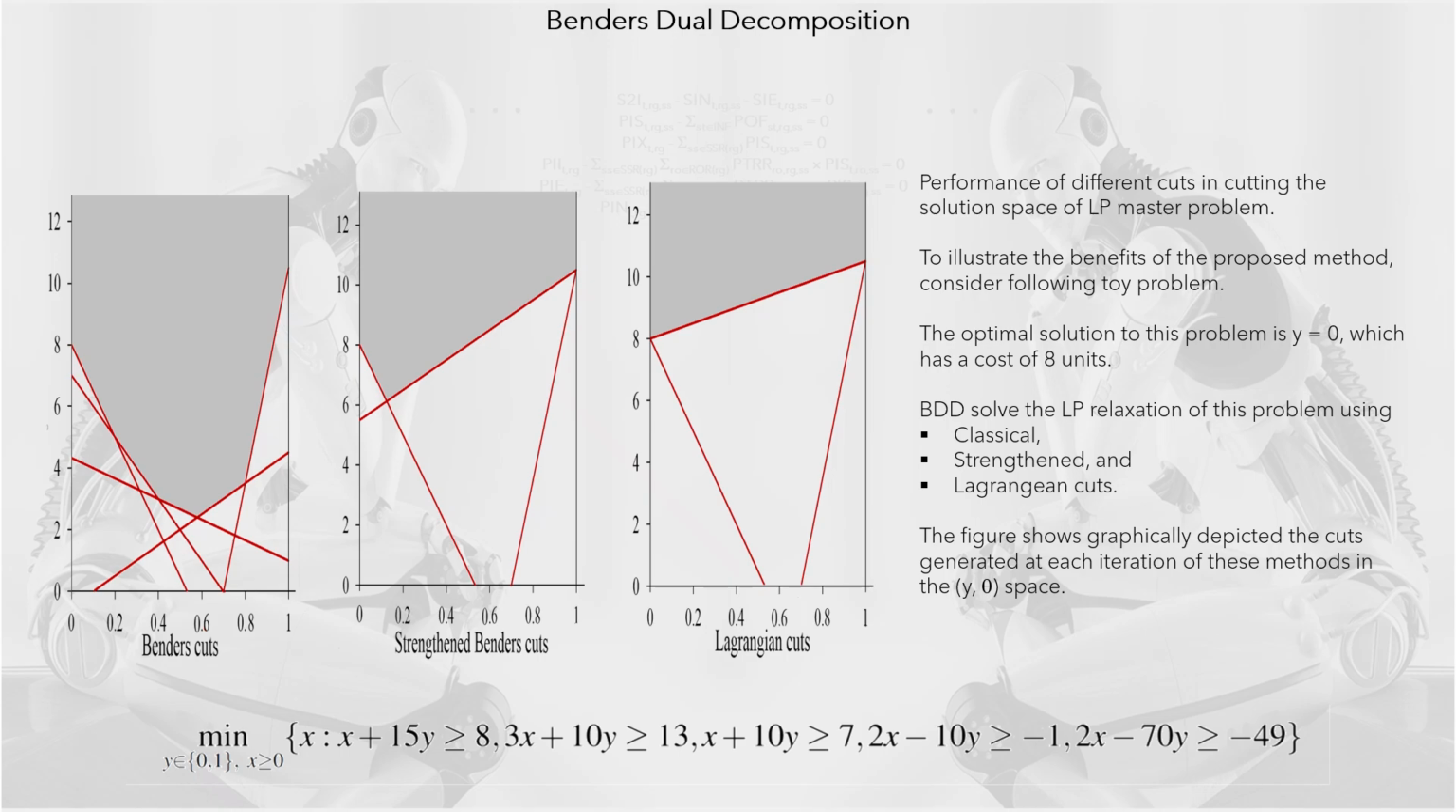Performance of different cuts in cutting the solution space of LP master problem. To illustrate the benefits of the proposed method, consider the following toy problem. The optimal solution to this problem is y equals 0, which has a cost of 8 units. BDD solves the LP relaxation of this problem using the classical, strengthened, and Lagrangean cuts. The figure graphically shows the cuts generated at each iteration of these methods in the y, theta space.